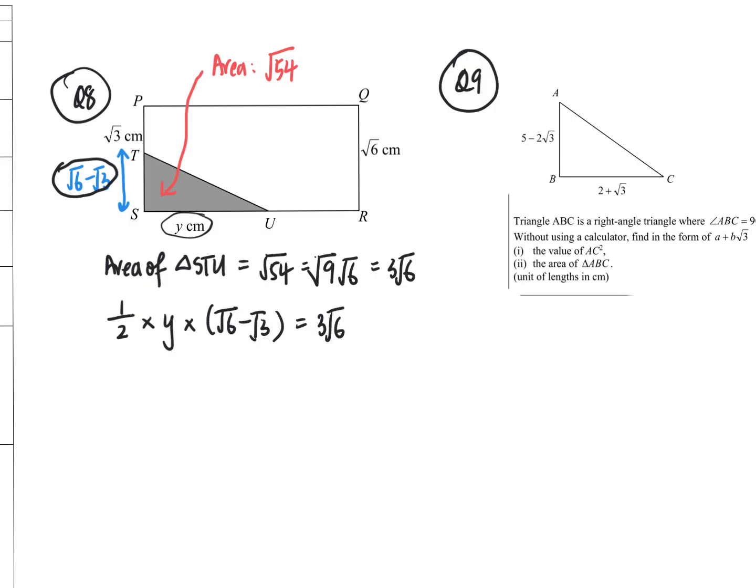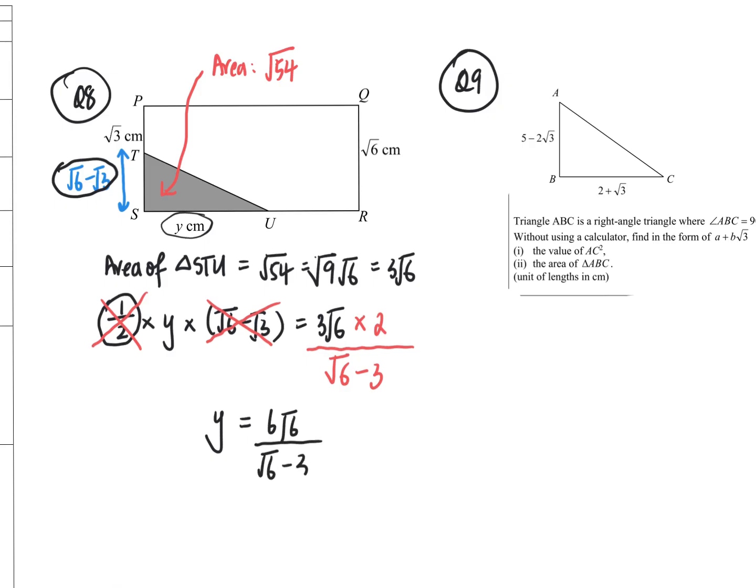Okay, so how to simplify the whole problem? I want to divide by half. Dividing by half is as good as multiplying by 2. Okay, and then I want to divide this whole thing over, so it becomes this. So this is my expression on the right for y. So this is 6 root 6 over root 6 minus 3. So I want to rationalize it by multiplying by its conjugate pair.